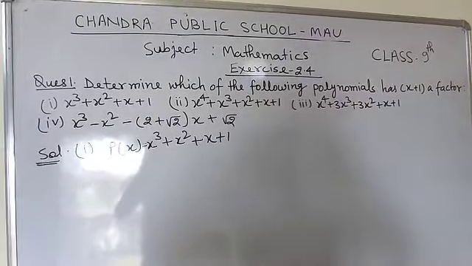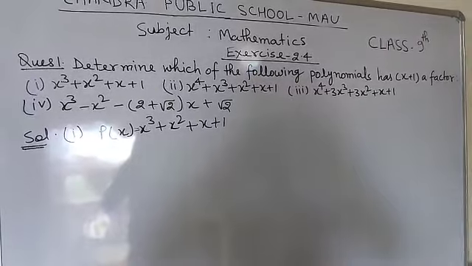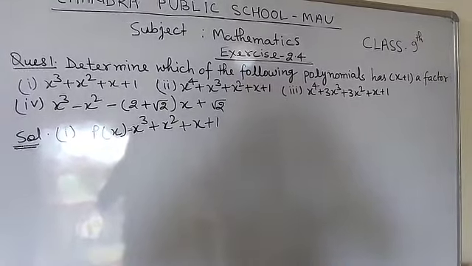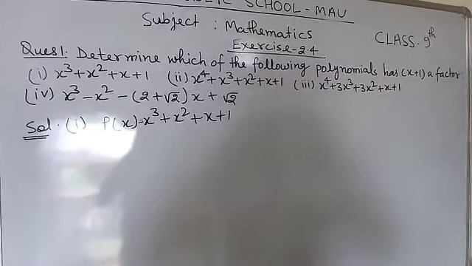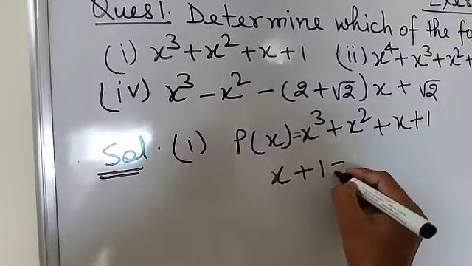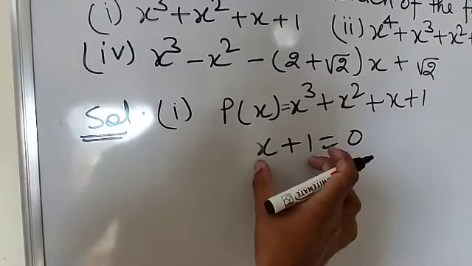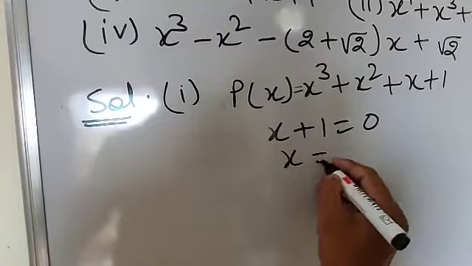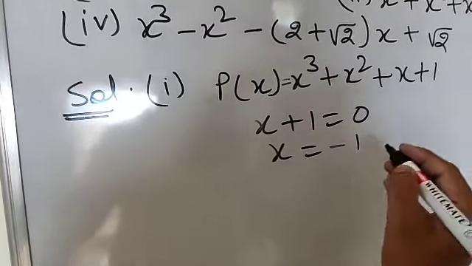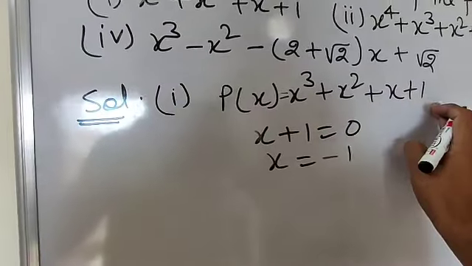If the remainder is 0, then you can say that x plus 1 is a factor, and if the remainder is not equal to 0, then you can say that x plus 1 is not a factor of the given polynomial. So here I will take x plus 1 equal to 0. What is the way to find the remainder? Put the divisor equal to 0 and find the value of x; plus 1 will be transferred, so it is minus 1, and x will be replaced by minus 1 in the given polynomial, and that will be the remainder.